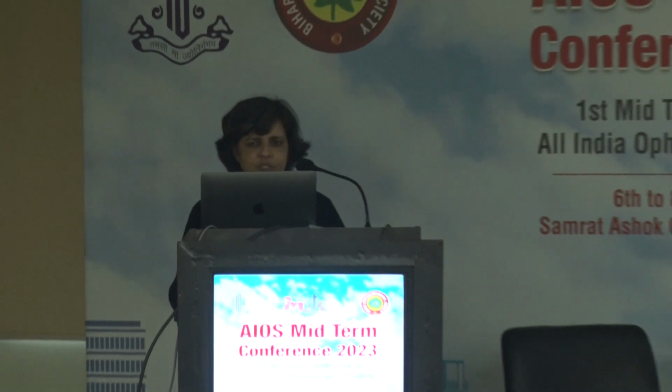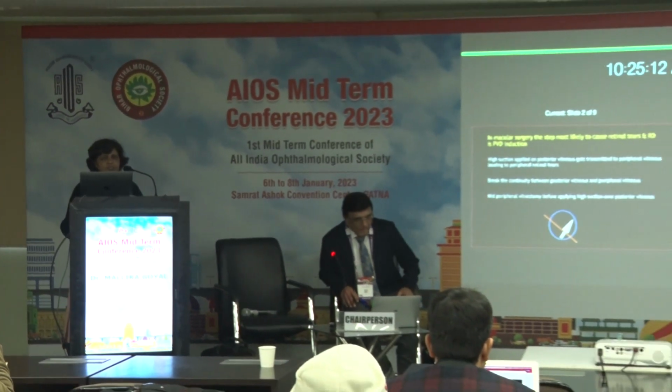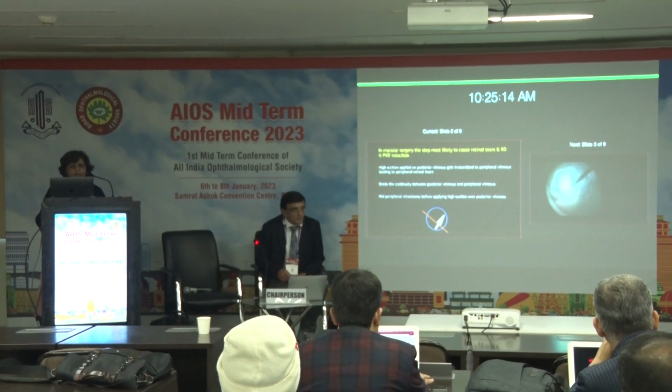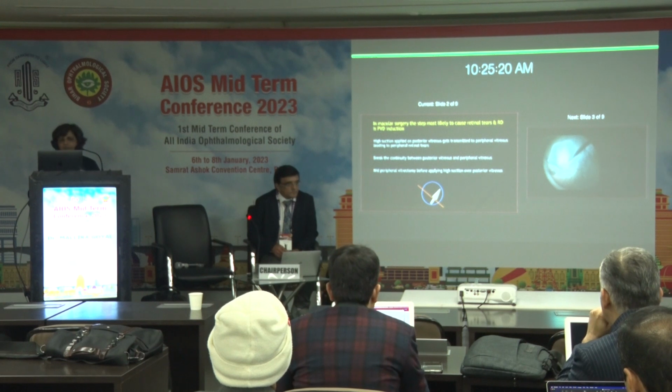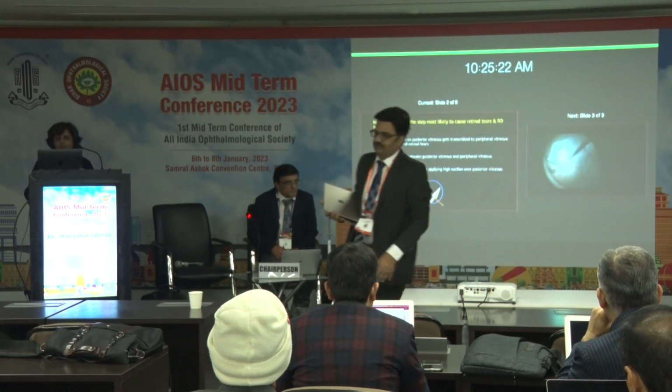Tips for safe posterior vitreous detachment induction. See, in macular surgery, the step that is likely to cause retinal tears and retinal detachment is only PVD induction, because we apply very high suction on the posterior vitreous, which gets transmitted to the peripheral vitreous, leading to flap retinal tears. So I realized that one of the ways could be to break the continuity between the posterior vitreous and the peripheral vitreous before we start applying high suction. And so it's important to make a careful attempt to do a good mid-peripheral vitrectomy, separating the posterior vitreous from the peripheral vitreous.